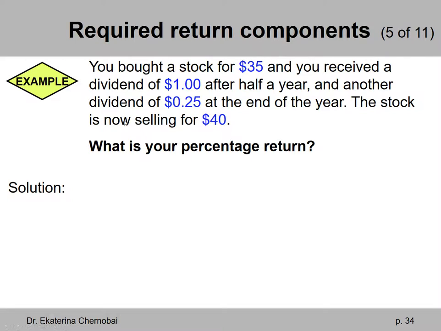So that's actually 1 year later, right? So you paid $35 and 1 year later it's now selling for $40. So you can sell it for $40 now. What is your percentage return?